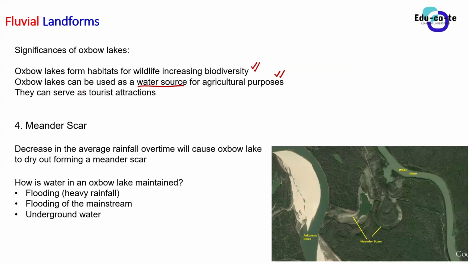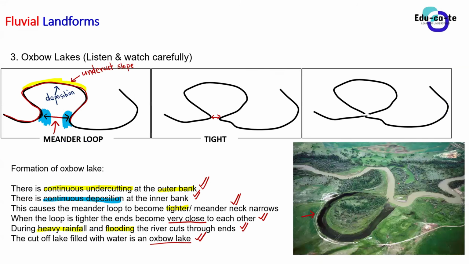Oxbow lakes also serve as tourist attractions, because they look beautiful to an extent. They've got a good aesthetic appeal, right? So since they've got a good aesthetic appeal, they attract tourists. And then, coming to Sam's point, Sam was asking: will this oxbow lake end up disappearing?